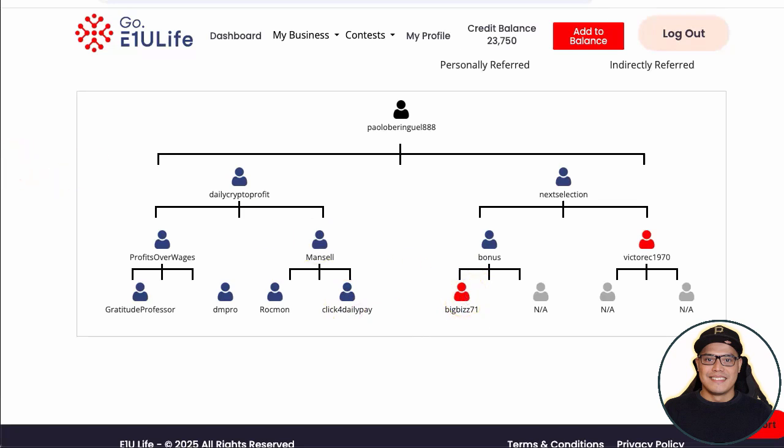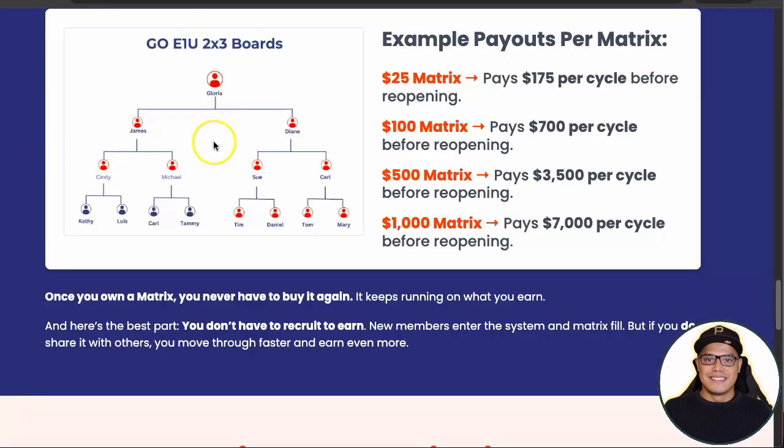So what kind of commissions can you potentially expect? So this one right here. For the $25 matrix, you get paid $175 per cycle. For the $100 matrix, you get paid $700 per cycle. For the $500 matrix, you get paid $3,500 per cycle. And the $1,000 matrix, you get paid $7,000 per cycle.